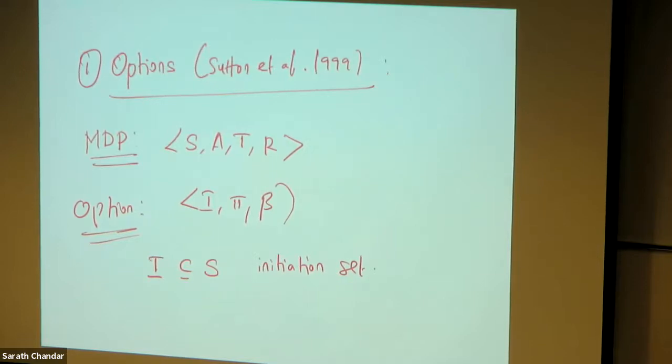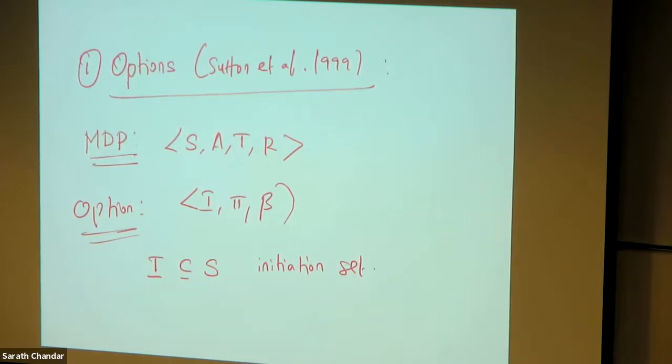The transition function is the probability of next state given the current state and an action. Okay, so I is my initiation set, a subset of states. This is the subset of states where I can actually apply this action. So let's say I am in state 10. If state 10 is in I, then this option is available to apply. Otherwise, this is not available to apply.